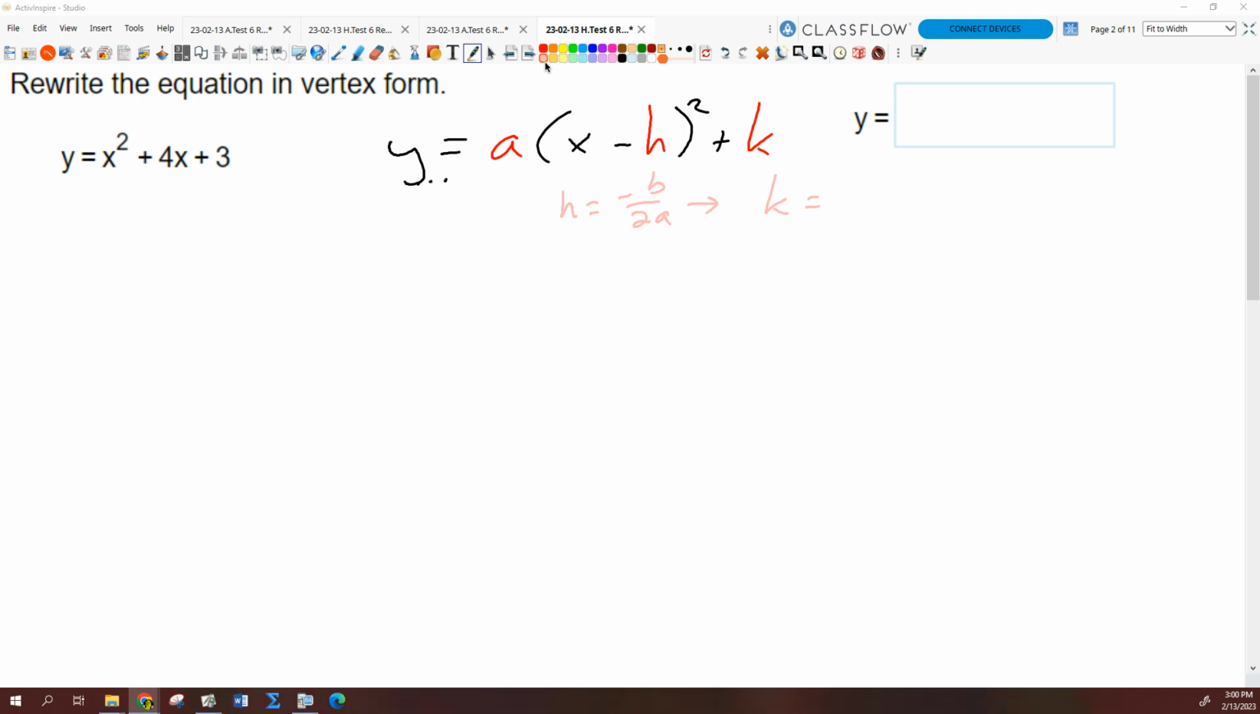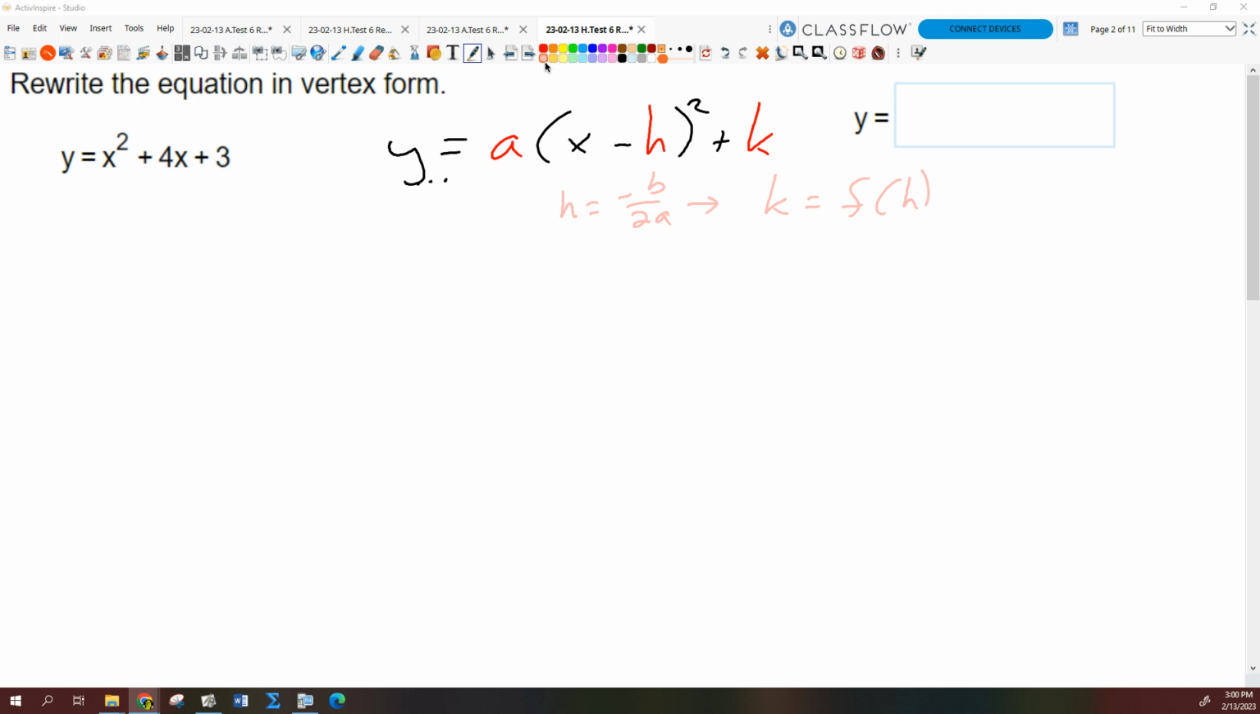What do we do to find k? I'm just trying to find a y coordinate. I just plug the x coordinate in, right? It's just f of h, right? So we could do that. That's what you guys did last unit, okay?